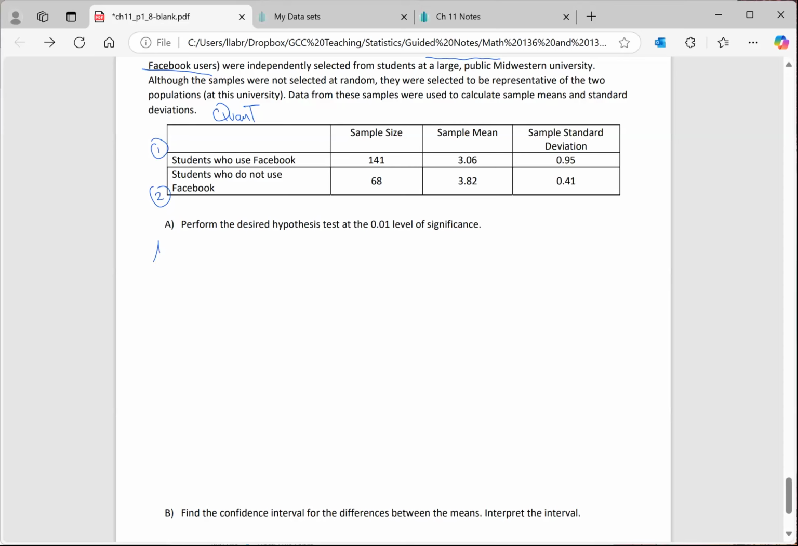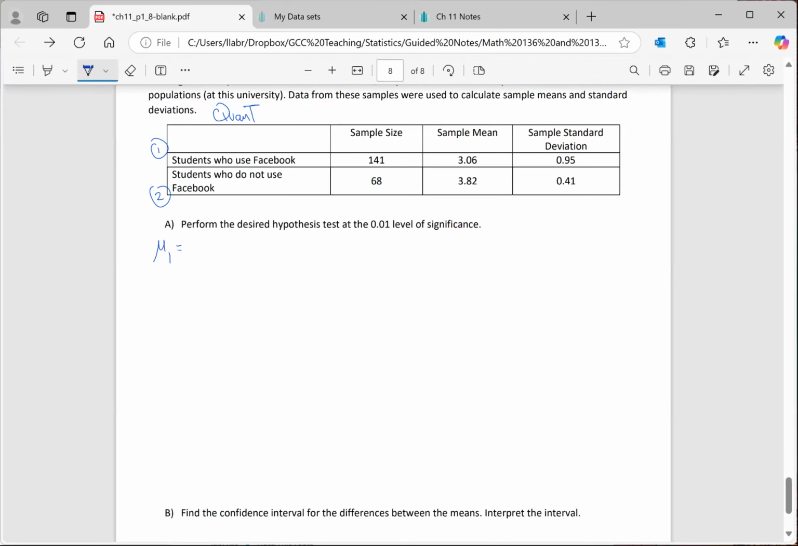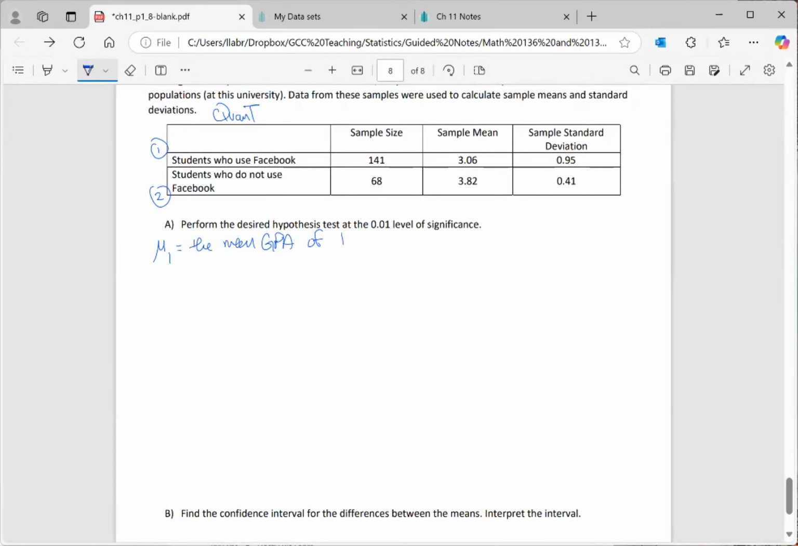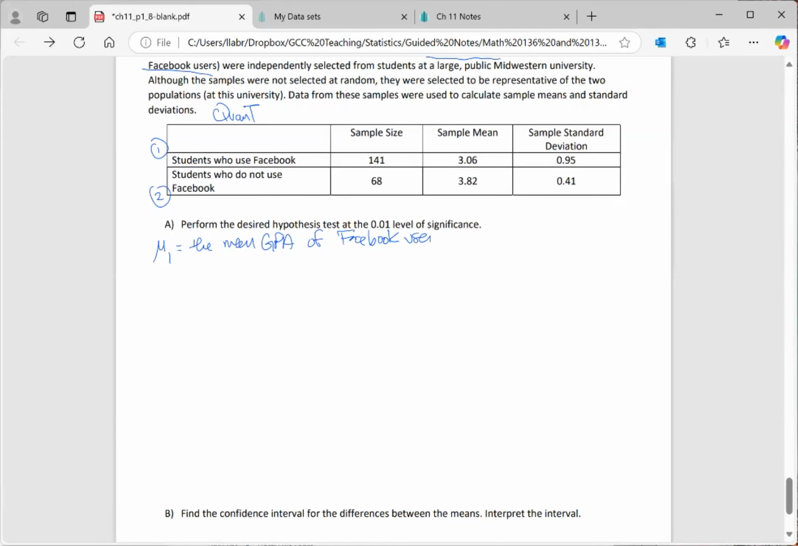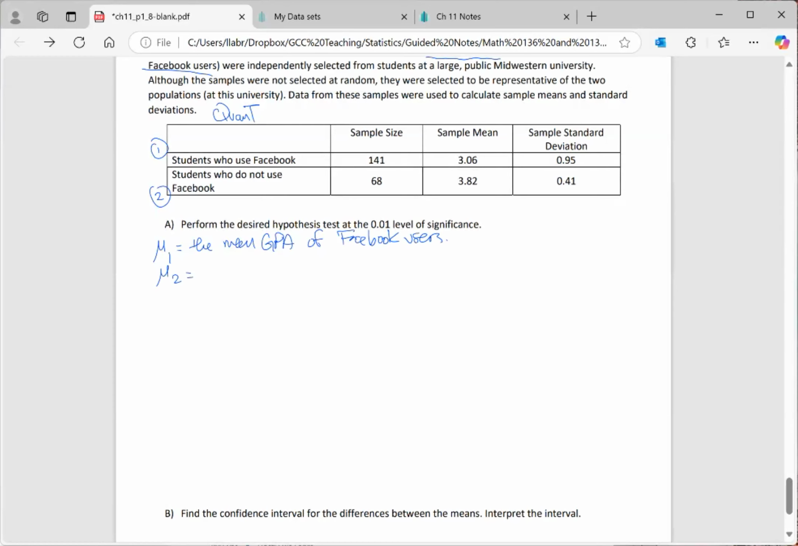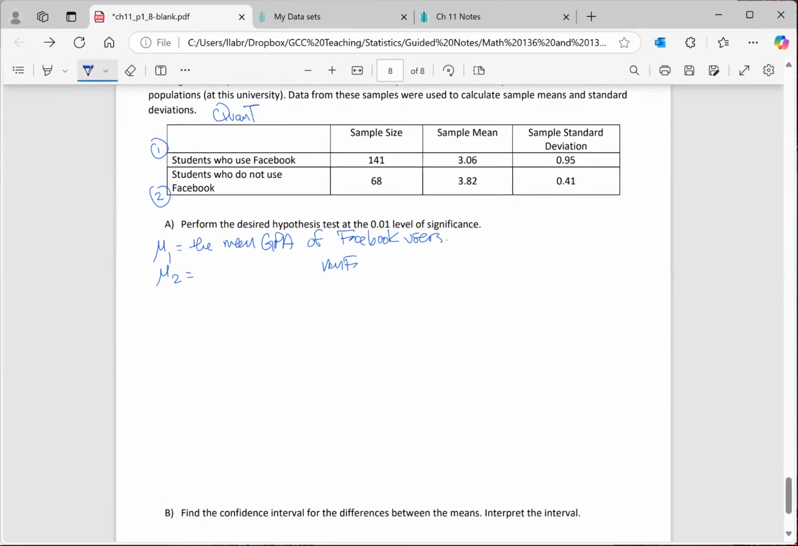And I always like to start out with the parameter. So mu1 would be the mean GPA of Facebook users. And then mu2 would be the mean GPA of non-Facebook users.